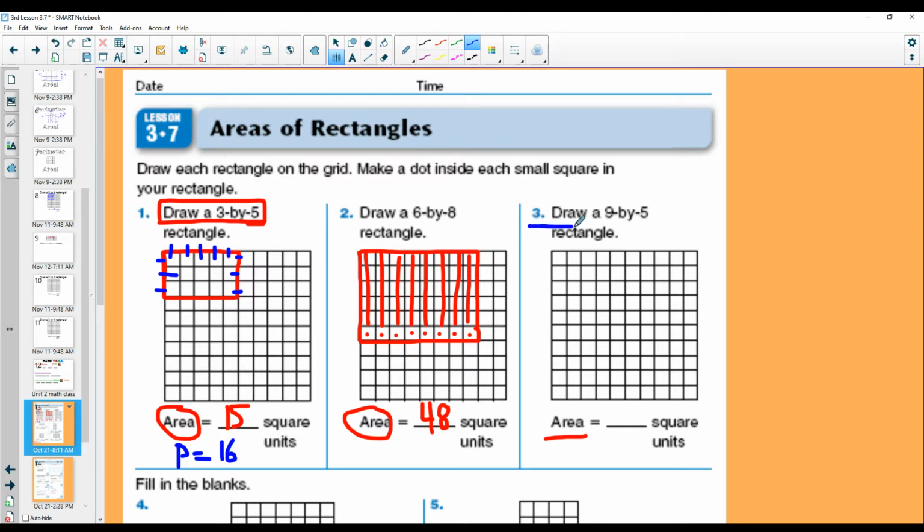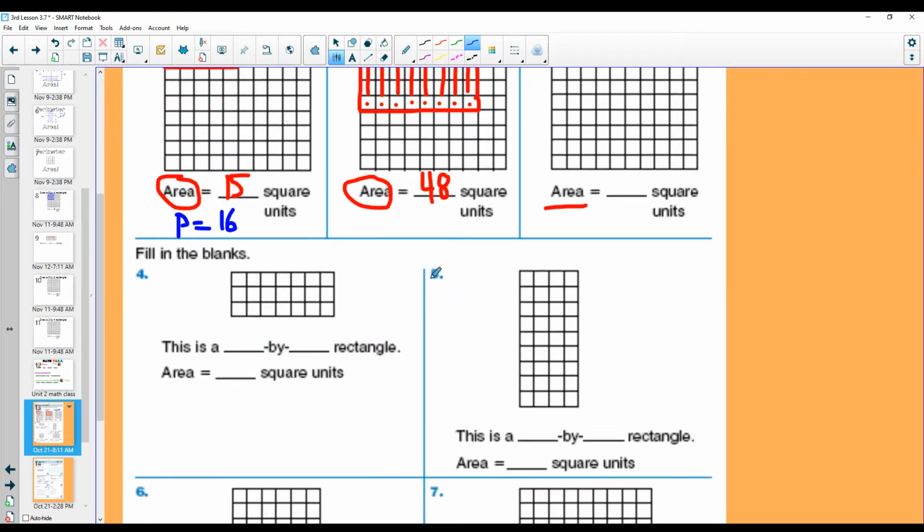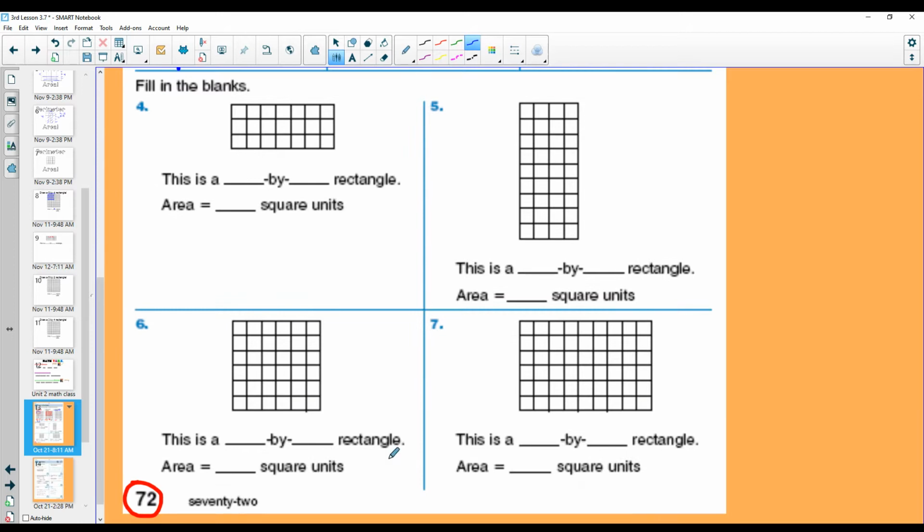All right, now you are going to do number 3. Remember, count by 5s after you make it. That makes it easier for you to count. The directions change when you get to 4, 5, 6, and 7. Let's look at how the directions change. You need to say what this is by. This is a 1, 2, 3 by 1, 2, 3, 4, 5, 6, 7. I tell kids, think of it: it's 3 rows of 7.